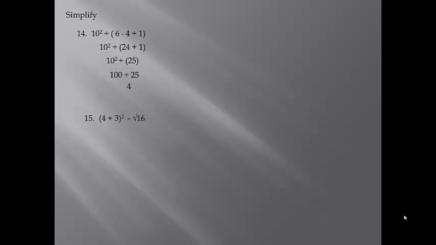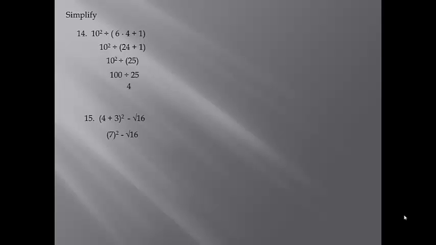Number 15, parentheses 4 plus 3, close parentheses, squared, minus the square root of 16. I have to do the parentheses first. Inside the parentheses is adding, so I'll get 7 squared minus the square root of 16.